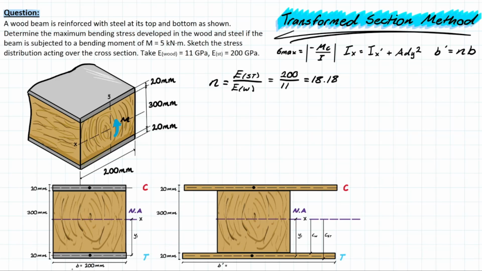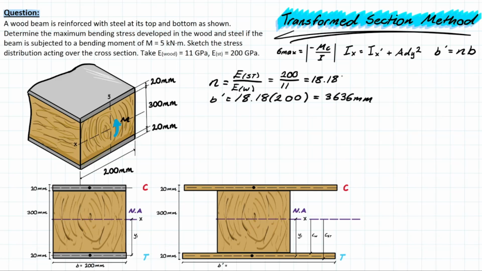So in simple terms, we're going to be going from B to B prime. And B prime, as I have up top here, is simply using that modular ratio, which is 18.18, and multiplying it times the initial length of the steel in order to find the equivalent length in a transformed wooden piece. All right, so that's going to simply equal 3636 millimeters. And that's going to be your B prime down here.